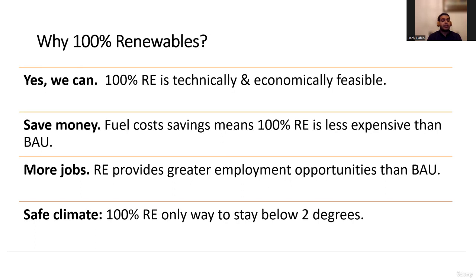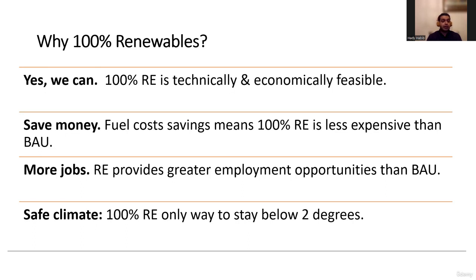Number three is because 100% renewable energy will create more jobs than the current scenario that we are living in now, of having most of our electricity worldwide from conventional resources, let me say, or from crude oil.